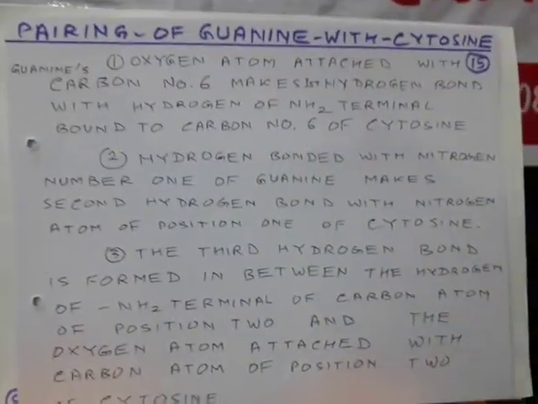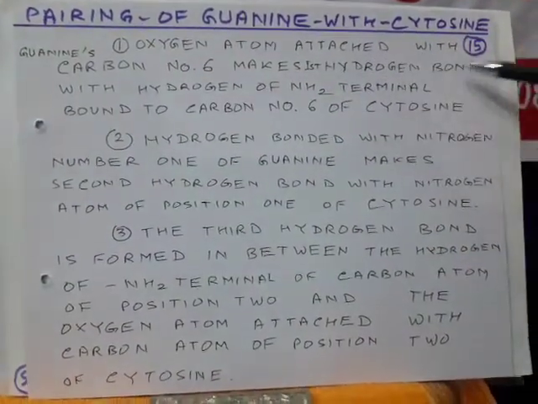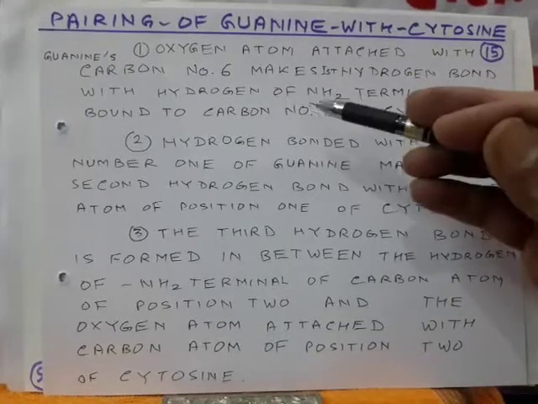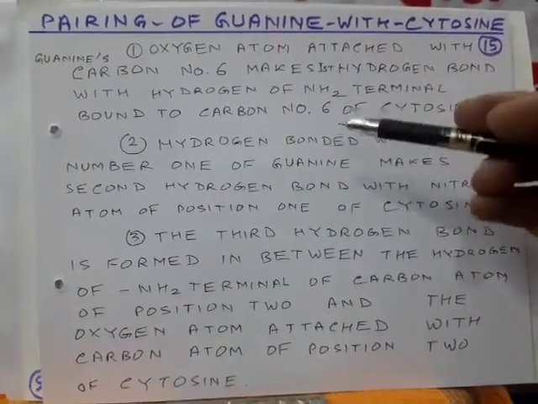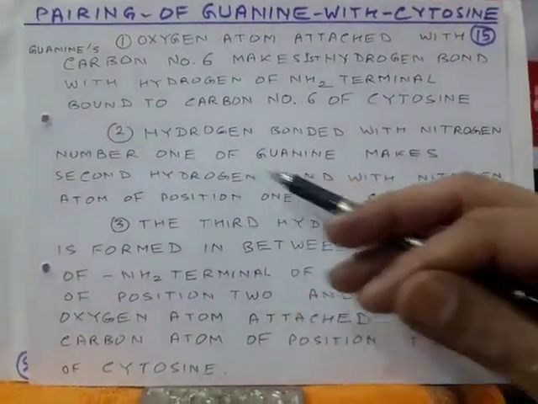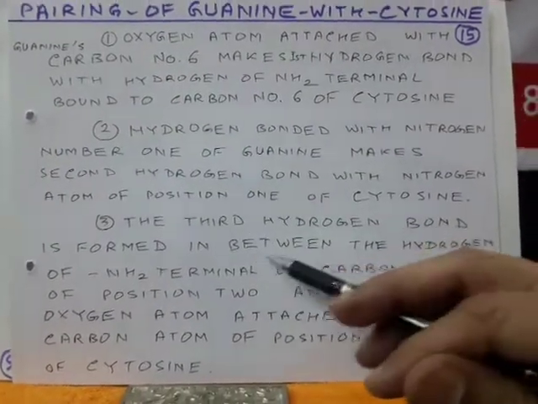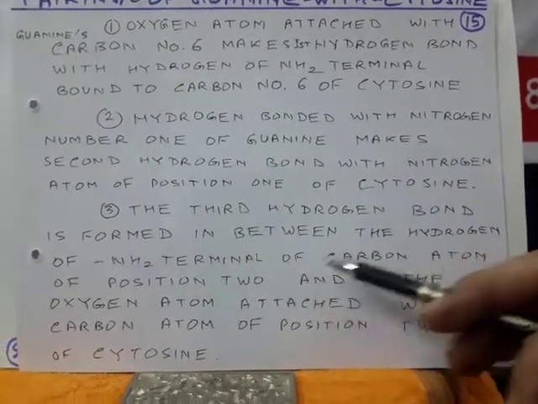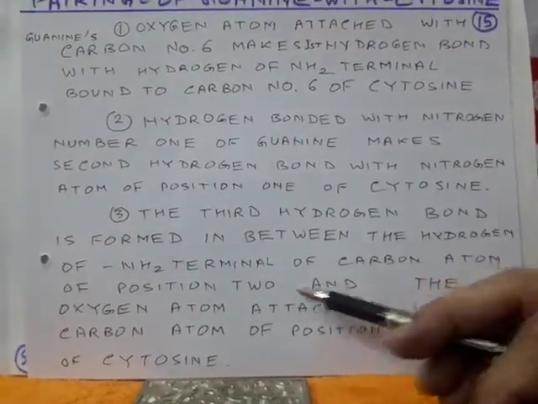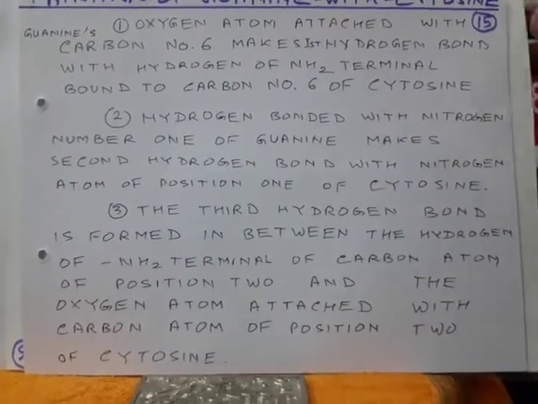So there are 3 hydrogen bonds between guanine and cytosine. You can write it: the oxygen atom attached with guanine's carbon number 6 makes the first hydrogen bond with hydrogen of the NH2 terminal bound to carbon number 6 of cytosine. Second, hydrogen bonded with nitrogen number 1 of guanine makes a second hydrogen bond with the nitrogen atom of position 1 of cytosine. The third hydrogen bond is formed between the hydrogen of the NH2 terminal of carbon atom of position 2 and the oxygen atom attached with carbon atom of position 2 of cytosine.